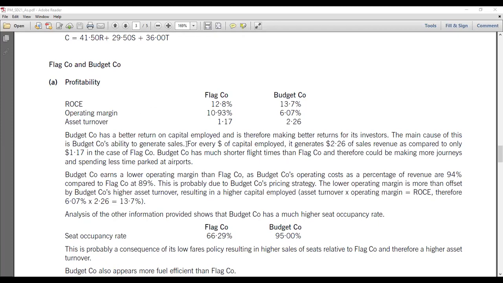So this was the return on capital employed, operating profit margin, and asset turnover. Yes, please, Rita. Sir, can you kindly assist with the actual computation for capital employed? The capital employed figure. Yes. The capital employed figure, okay.